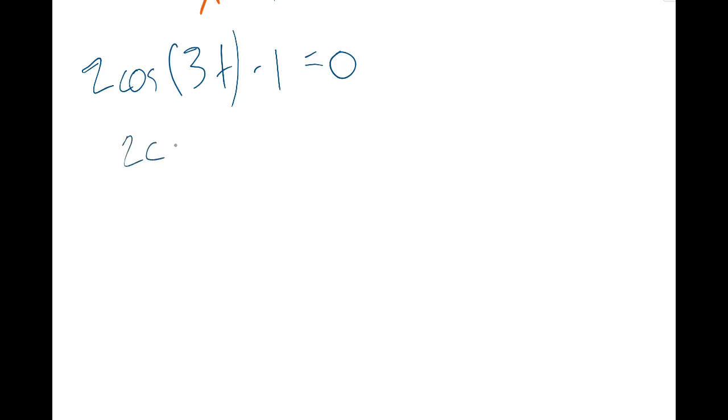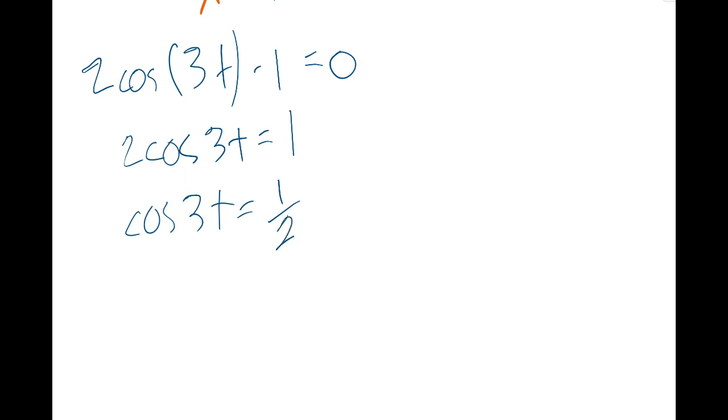So the next example is going to be 2 cosine 3t minus 1 equals 0. Basically, all we're going to do here is add the 1 over. This is where we're going to start, okay? So then we get 2 cosine 3t equals 1. And then, just by dividing by the 2, cosine 3t is going to equal 1/2.